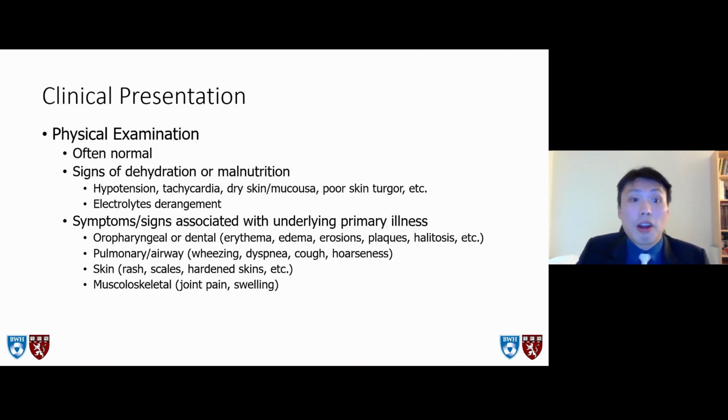In terms of physical examination, they're often normal, although in patients with severe symptoms, they may have signs of dehydration or malnutrition, such as hypotension or tachycardia. Also, there may be some signs or symptoms associated with their underlying primary illness. For example, there might be oropharyngeal or dental signs if there is reflux coming up to the oral cavity or the oropharynx. There might be pulmonary or airway issues in patients who are either aspirating or having significant reflux or regurgitation coming back up. Patients with underlying autoimmune conditions, such as scleroderma, may have skin symptoms or signs, and also musculoskeletal symptoms.